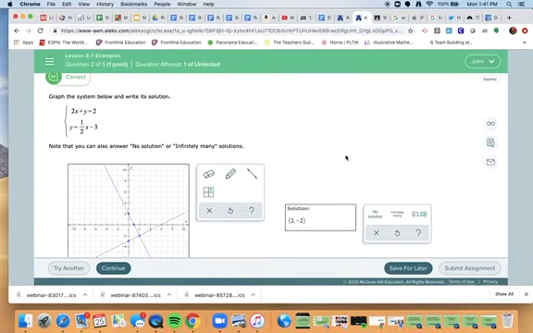So thanks for following along. Good luck with these. Just remember, if all else fails, you can make a table and just pick a couple points. But try to use the slope-intercept way of graphing as much as you possibly can. It's so helpful. So thanks for watching.